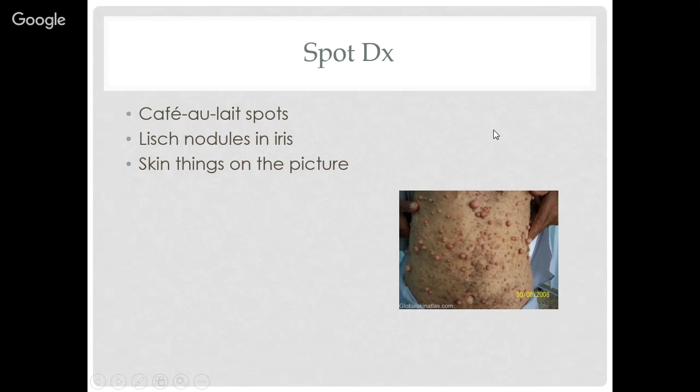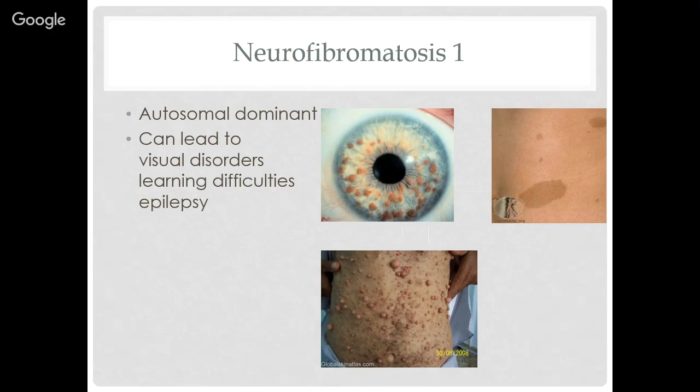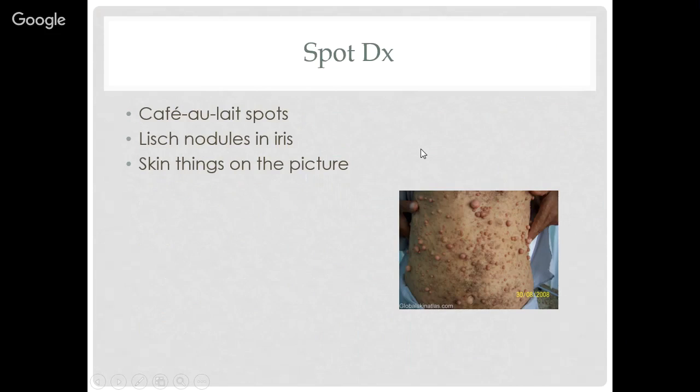For another spot diagnosis, anyone know what this is? They have cafe au lait spots, Lisch nodules, and these skin things. Which type? 1. Okay, I don't even need to be here. Anyway, neurofibromatosis type 1. Basically, these are the 3 things I'd remember.